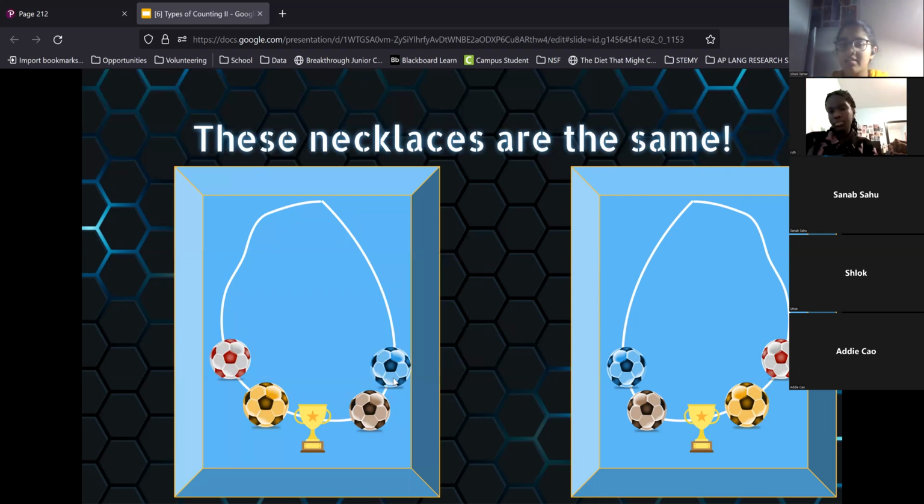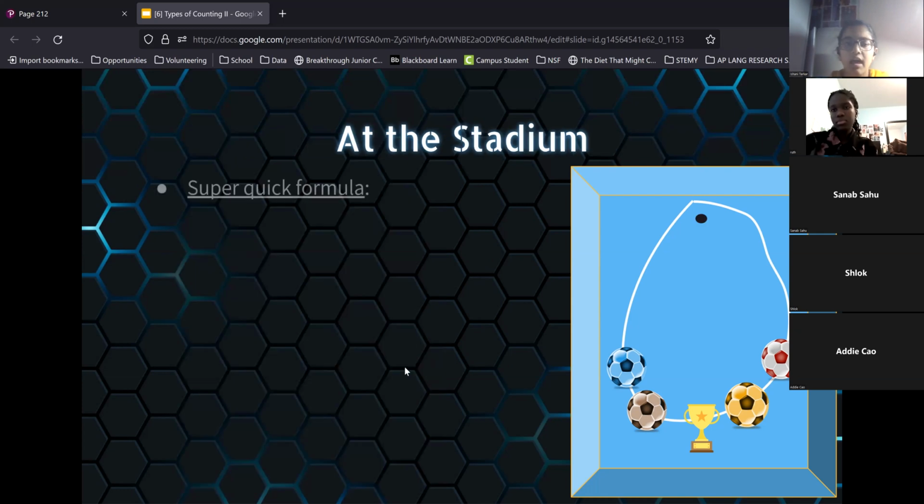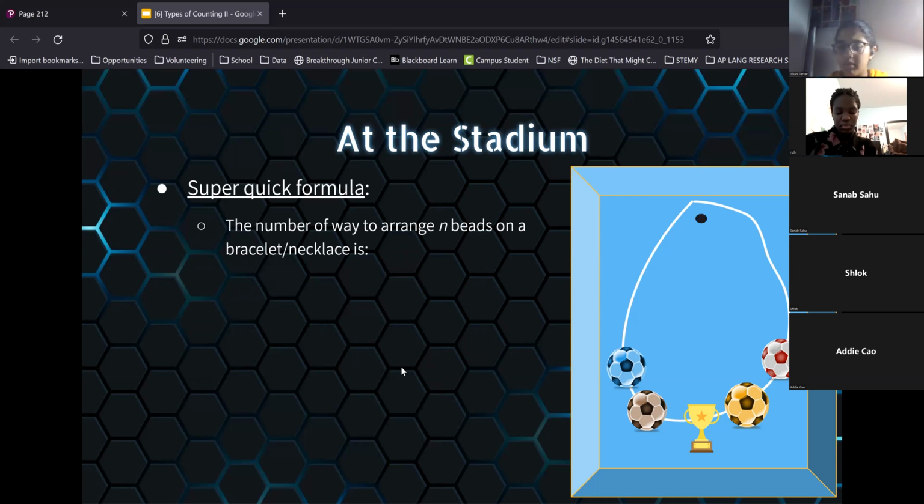So yeah, these necklaces would be the same because you could flip one to get the other. So the formula to arrange n beads on a bracelet or necklace is (n minus 1) factorial divided by 2.